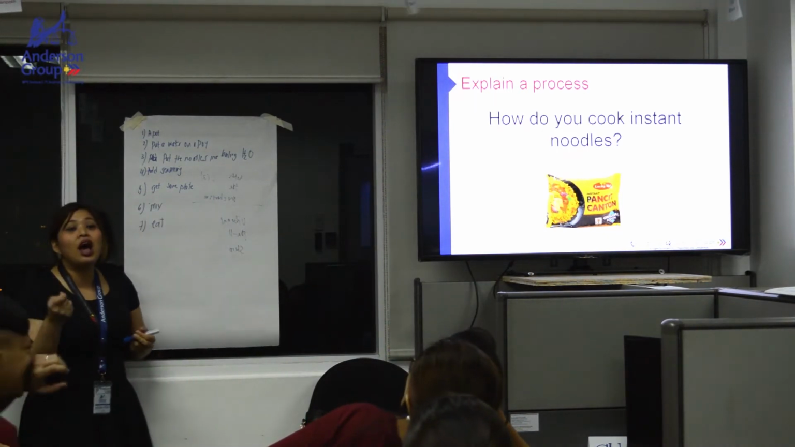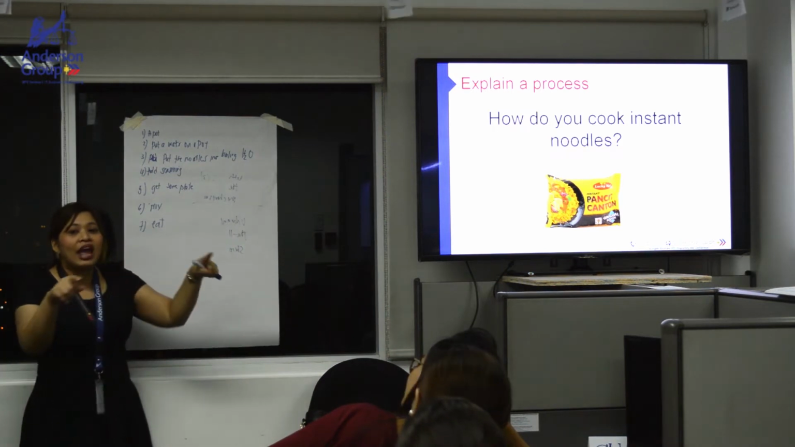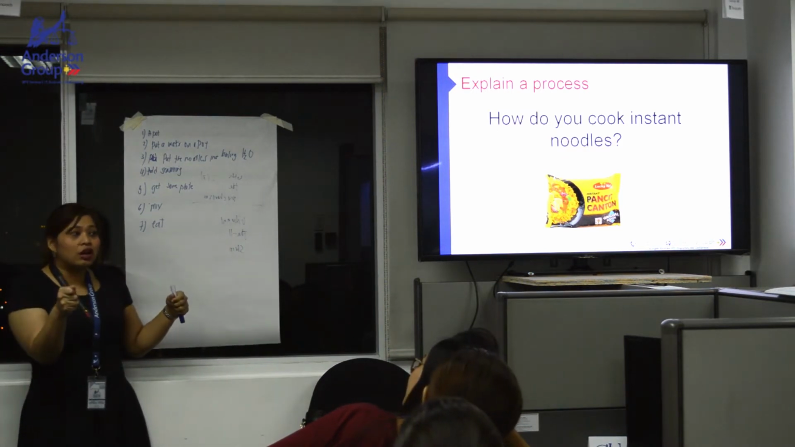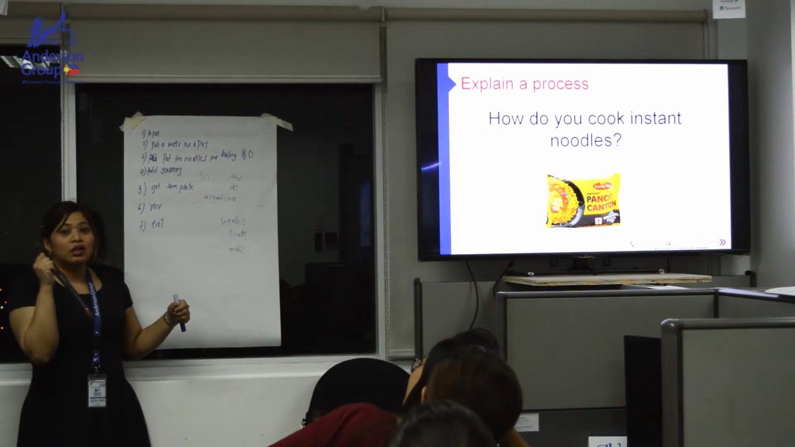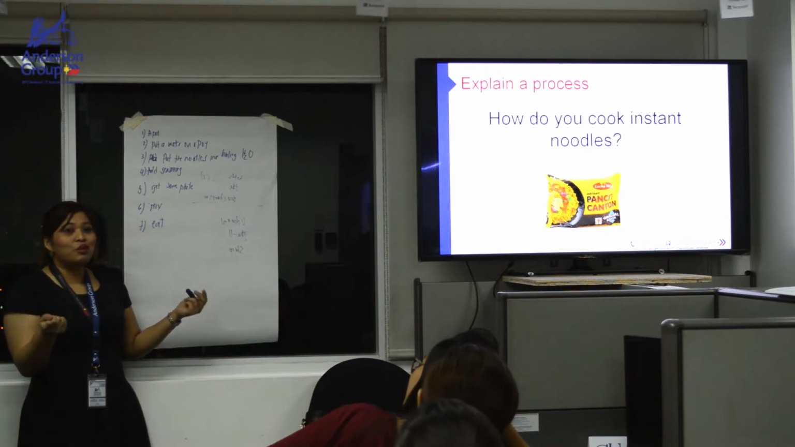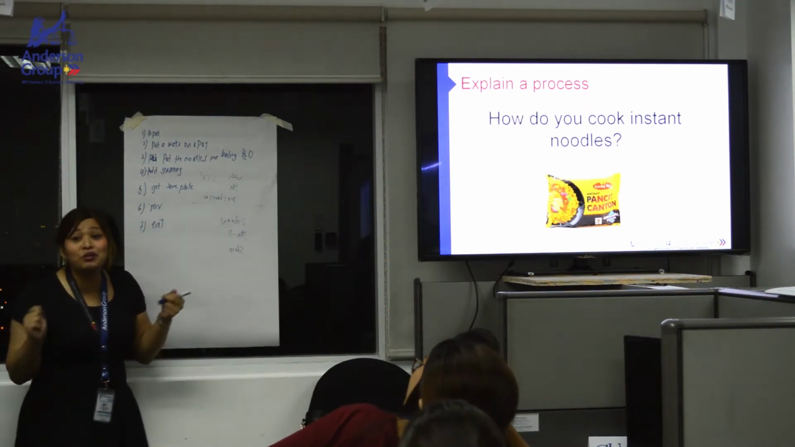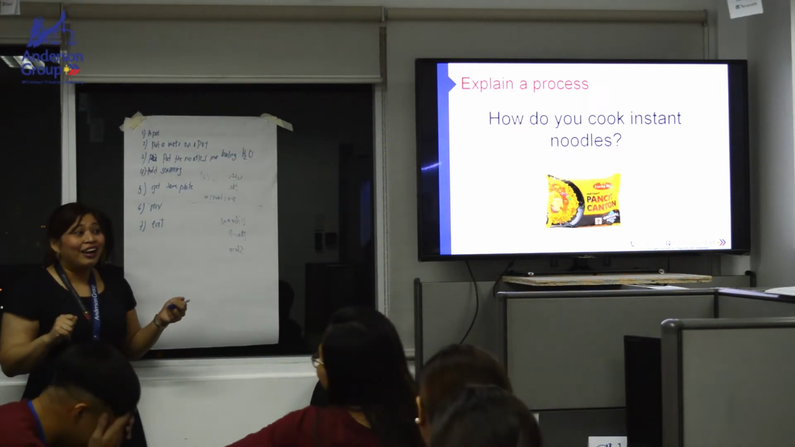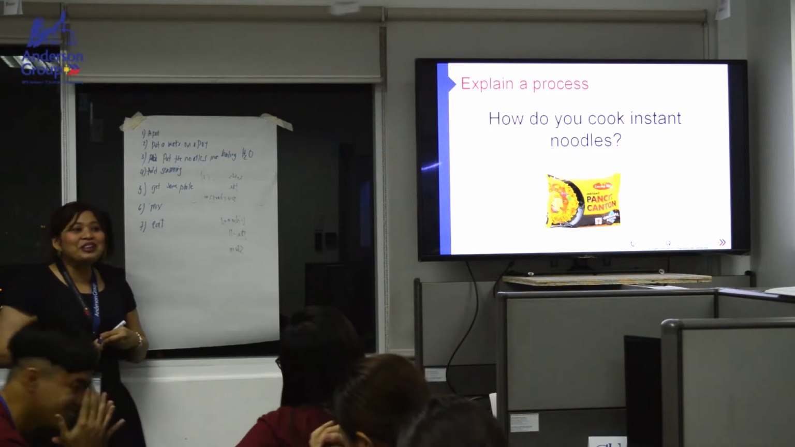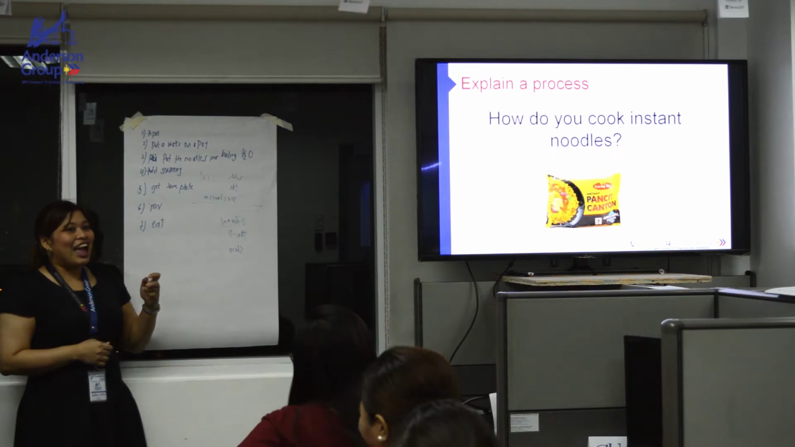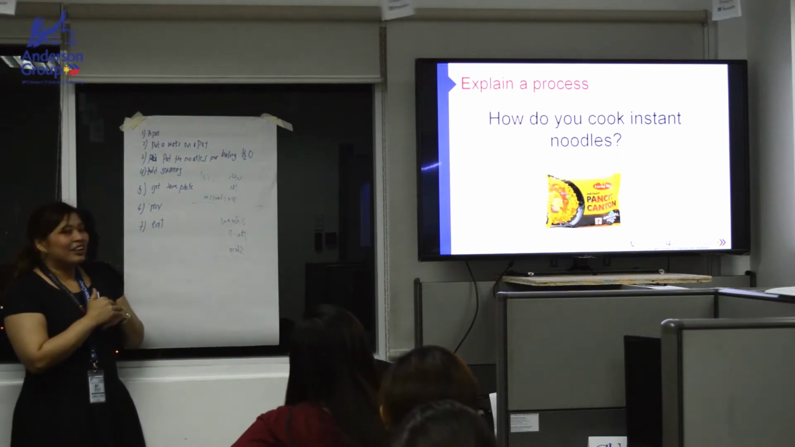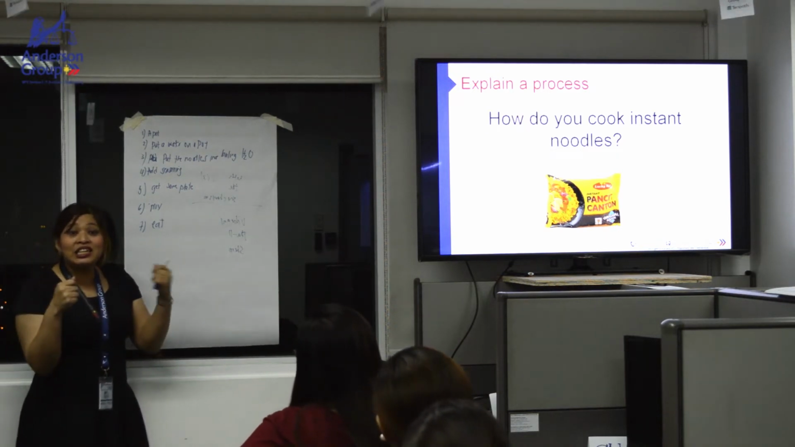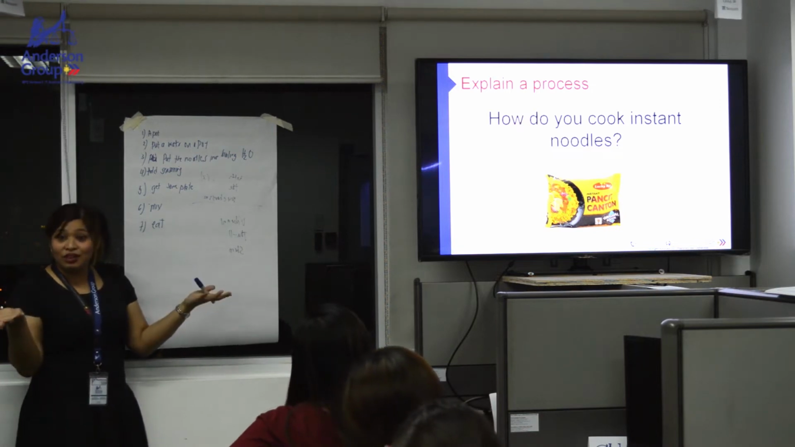You strain the water, or you can say, use a strainer to remove the water. Are you guys seeing it? You can't strain noodles. I'm not going to be able to eat anything, right? And then what? Add the seasoning. Mix the seasoning, and then it's good to go.